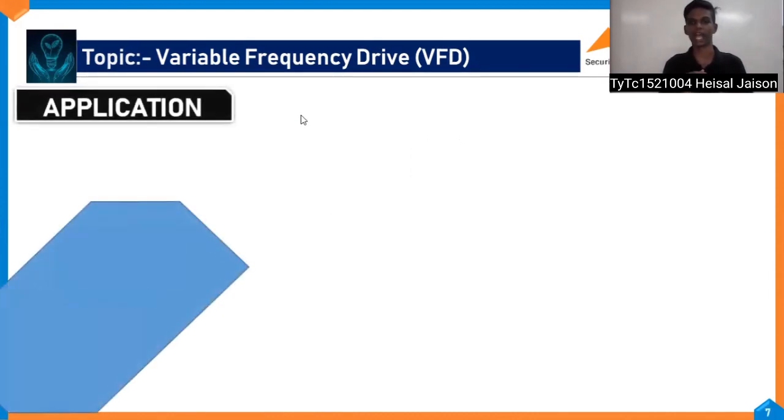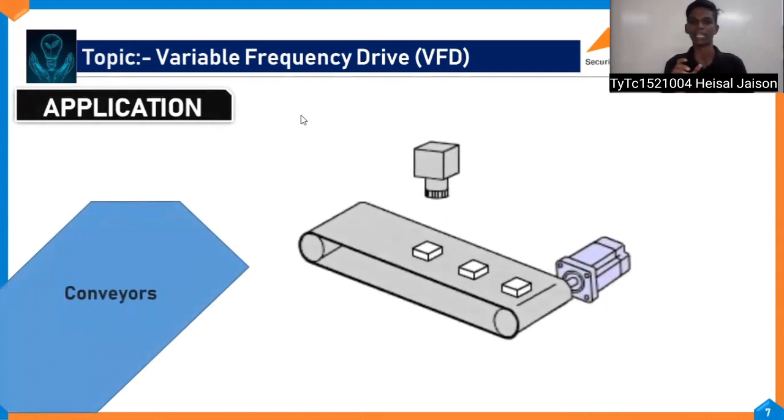Later, you can see the applications of VFD. First of all, the main application of VFD is in conveyors. As the GIF shows, the conveyor is rotating slowly. If you are not connecting a VFD, the motor will rotate at its own speed and it will not be correct. By using the VFD, you can control it smoothly. You can get a soft and smooth speed without any jerk. So you can use it for conveyor systems.